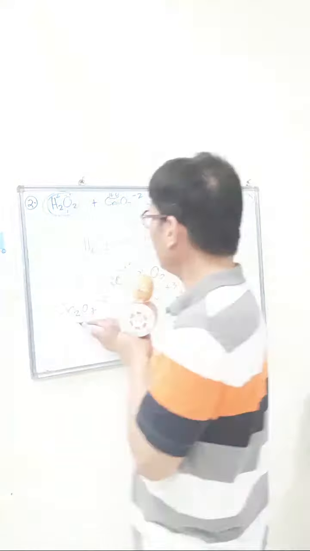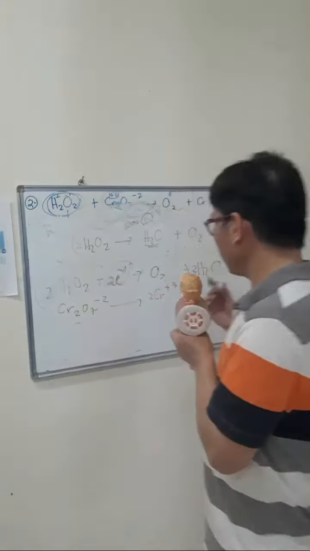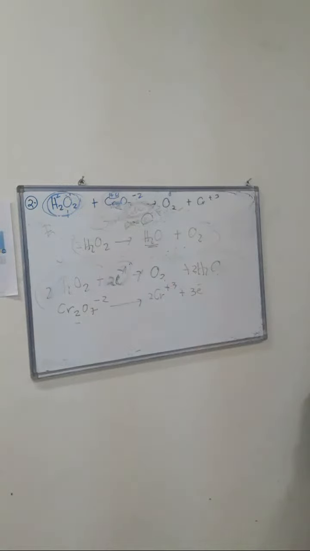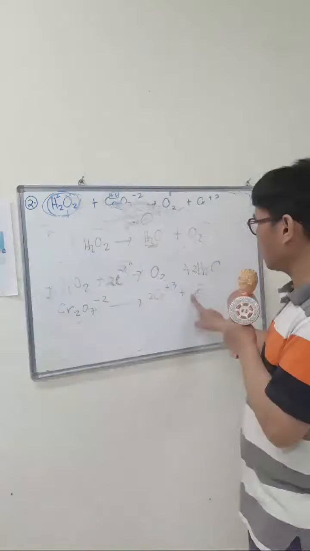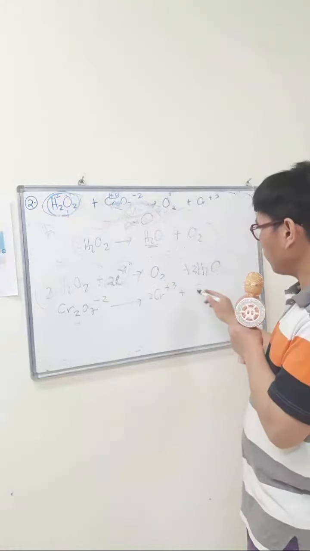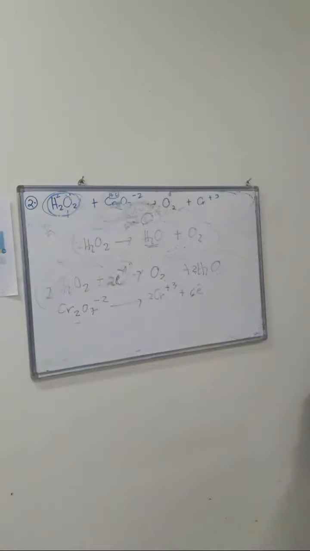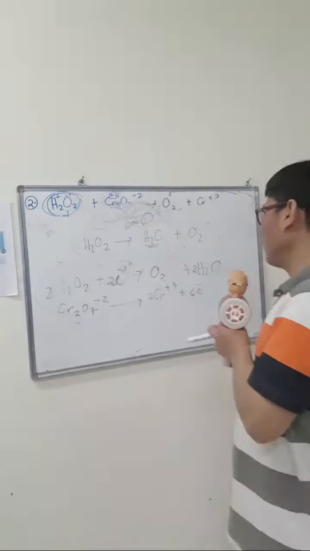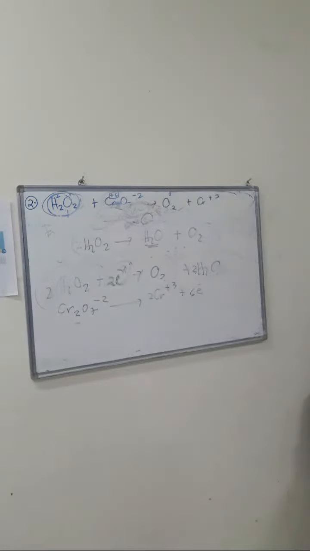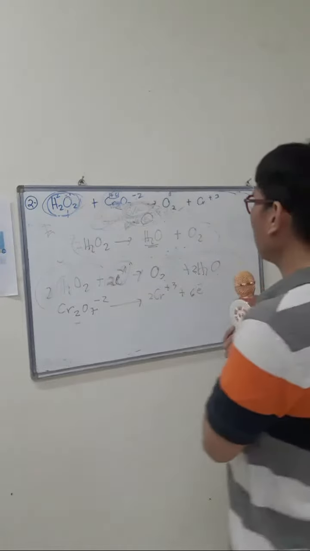So 2, like that. If 2 also, then you have to multiply the electrons by 2, so this becomes 6 electrons. Balance: 6 minus 6 is equal to 0. And negative 2 times 2, and 2 times 1 is negative 2, then 6 plus 6. You get the point.